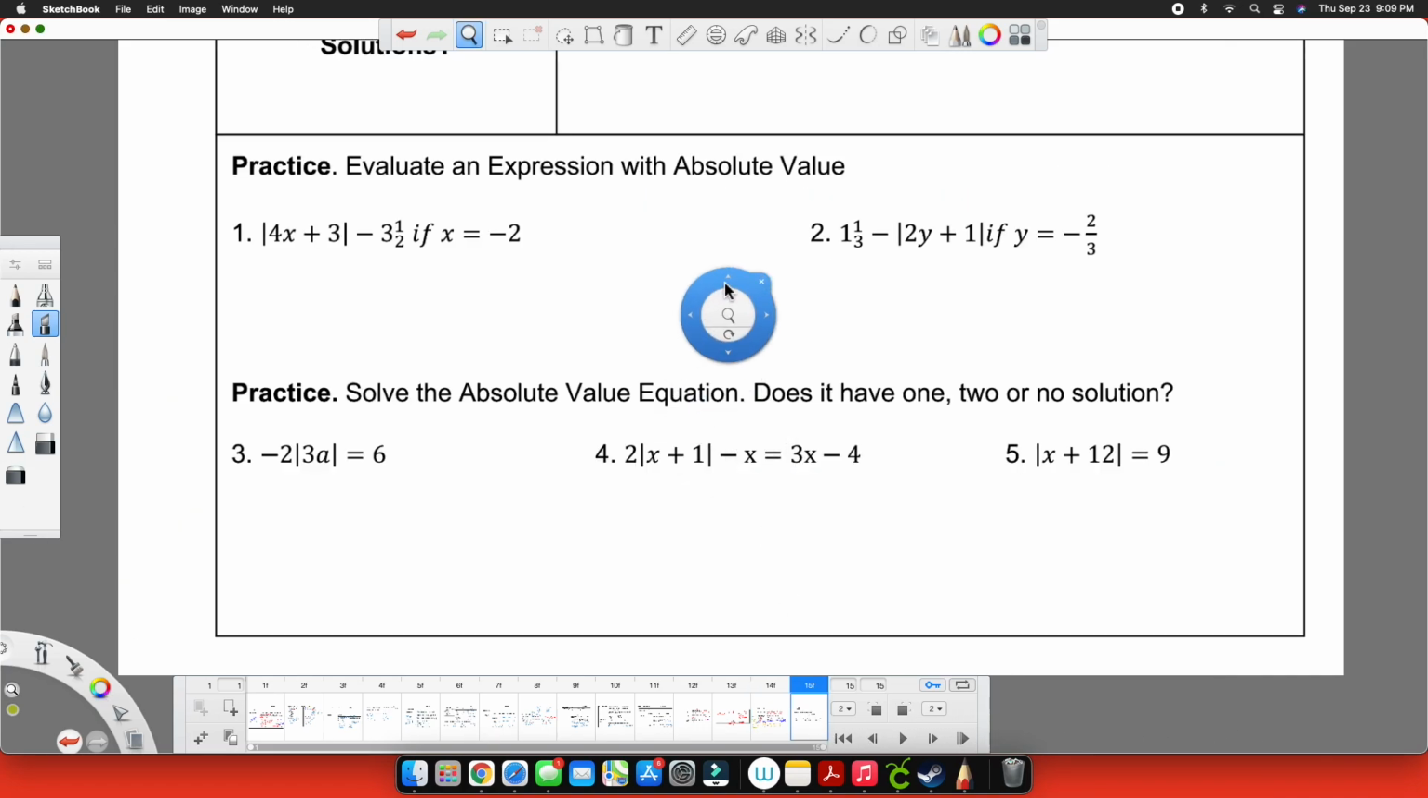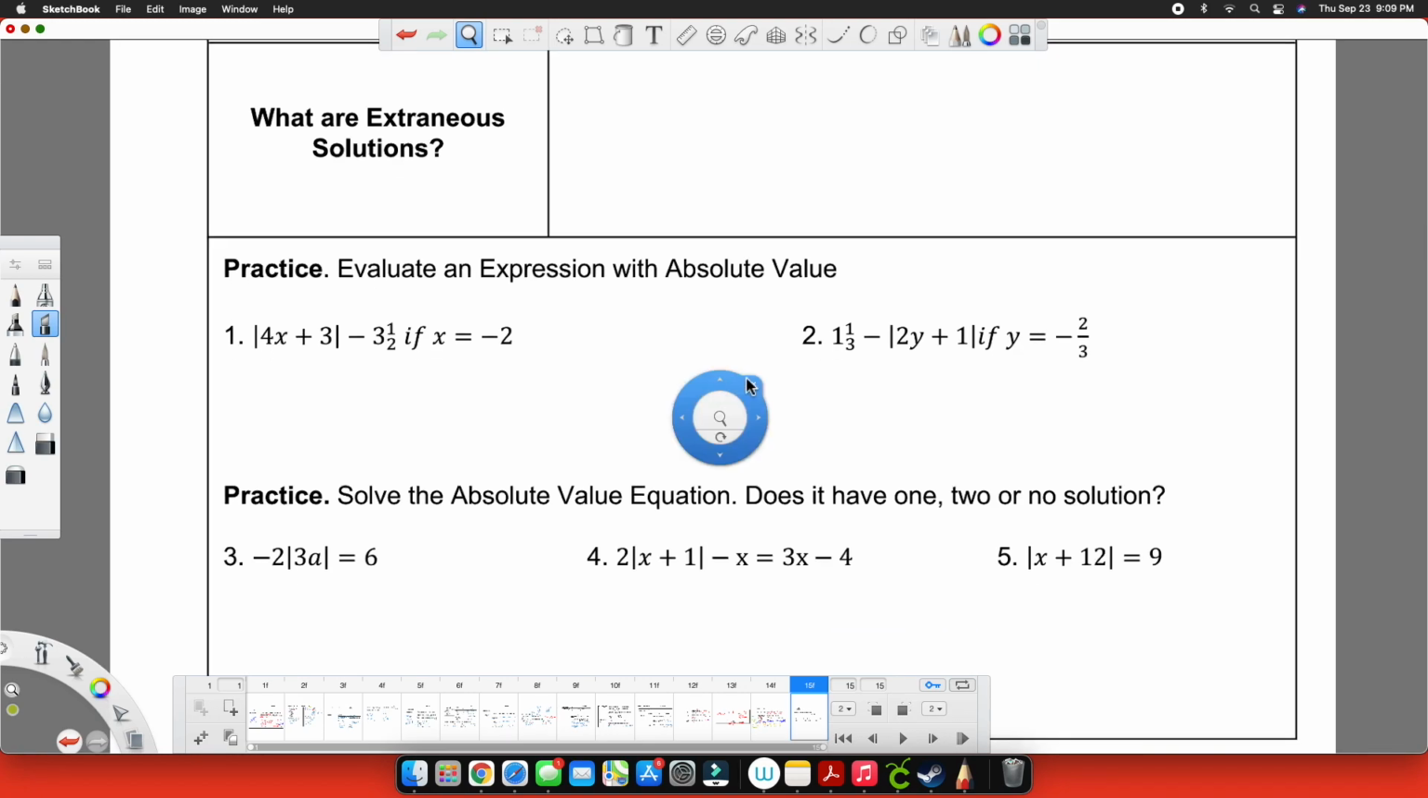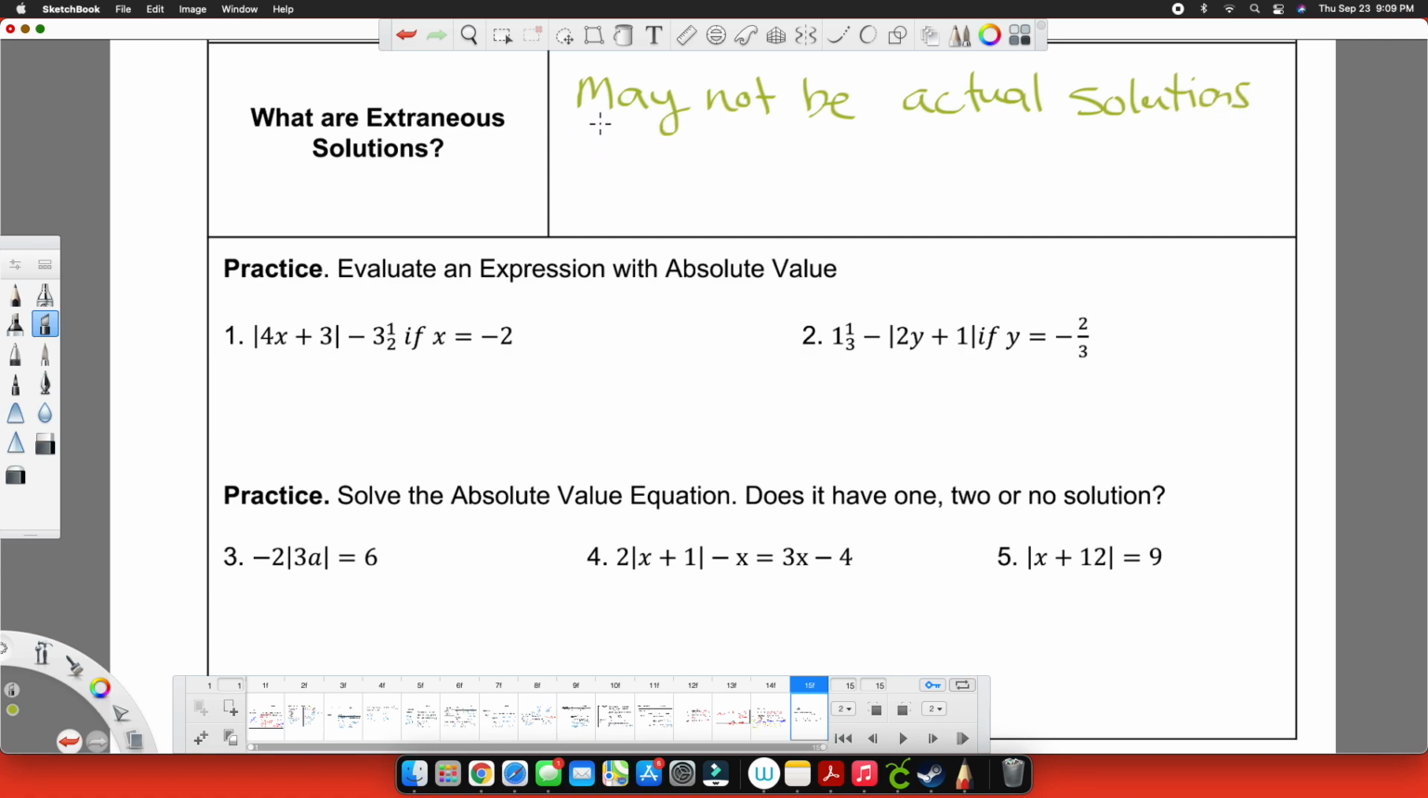So what are extraneous solutions? This is definitely an important thing to pay attention to. Extraneous solutions are answers that may not be actual solutions, and we call those extraneous solutions. This happens a lot if we have some kind of limit or constraint in the problem, and the solution we receive breaks that constraint.